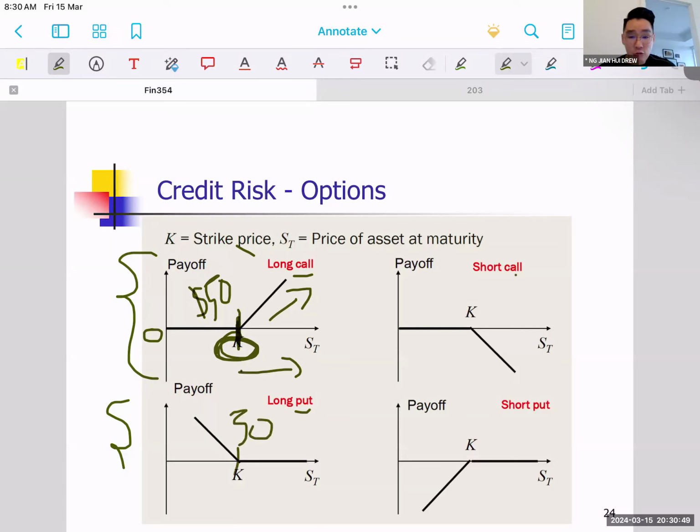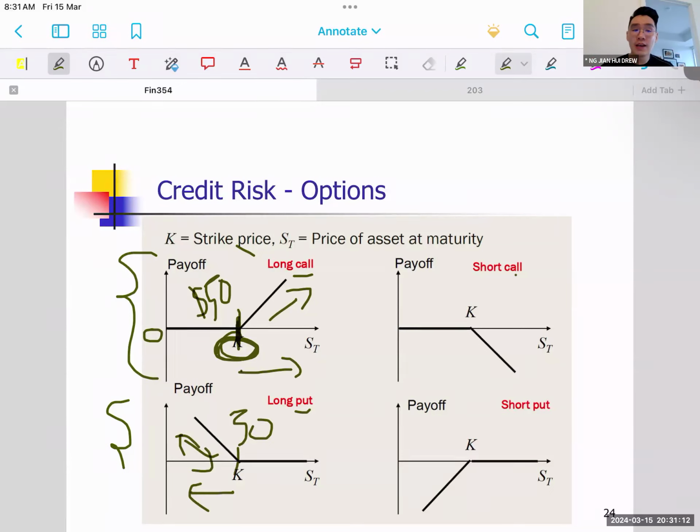Okay, and when you long a put, what happens? If you're going to sell at $50, now if the stock decreases in price, let's say to $30, you're still going to sell at $50, right? Because your strike is at 50. So you're going to make a profit, right? Which is why you see the payoff becomes a profit here.